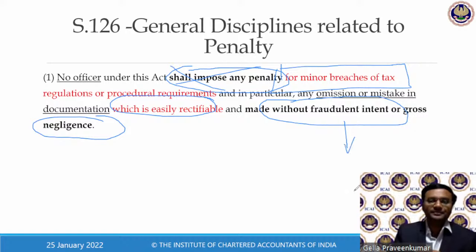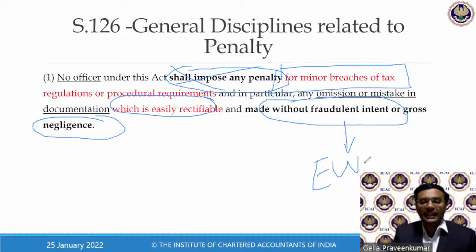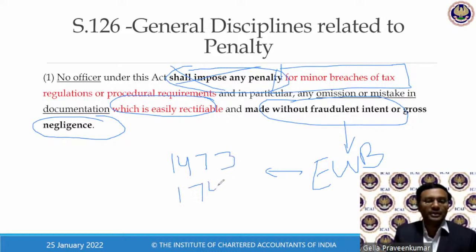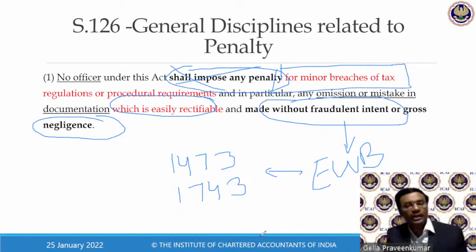Let's take an example. There is an e-way bill which has been prepared. While preparing the e-way bill, my vehicle number, I have to update as 1473. But what I have done, I have typed as 1743. Now, is this a fraud? Is this easily rectifiable? Answer is, sir, it is easily rectifiable. This 1473 is right, 1743 is wrong. While typing the vehicle number, I made a mistake.